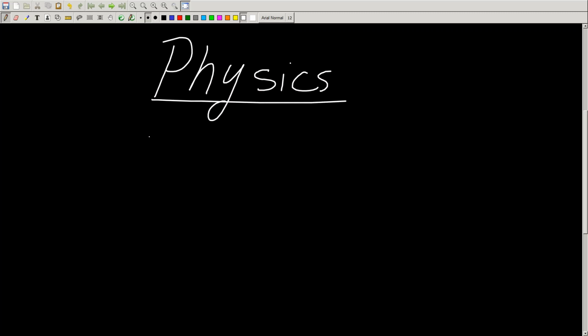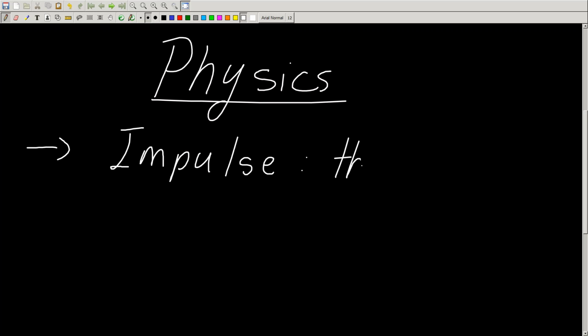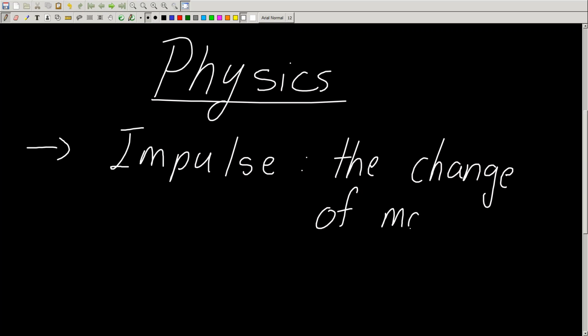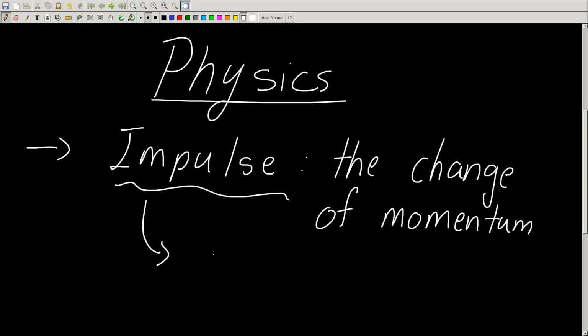And today what we're going to be talking about is impulse. Now impulse is the change in momentum. Okay, so we talked about momentum in the last video. Momentum is p equals mv. So impulse is actually the change in momentum.